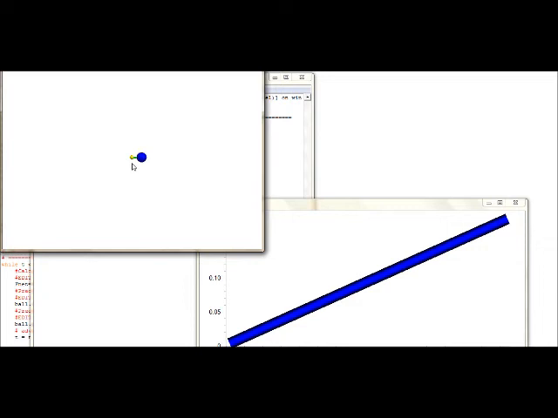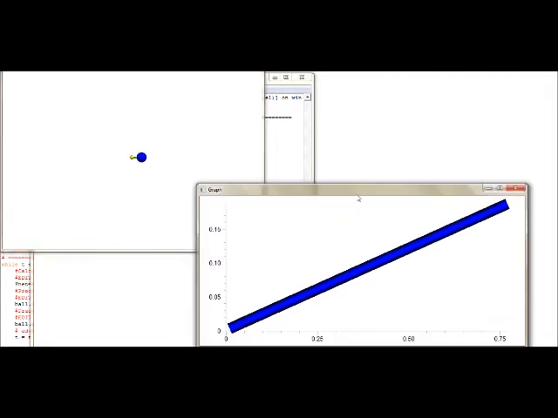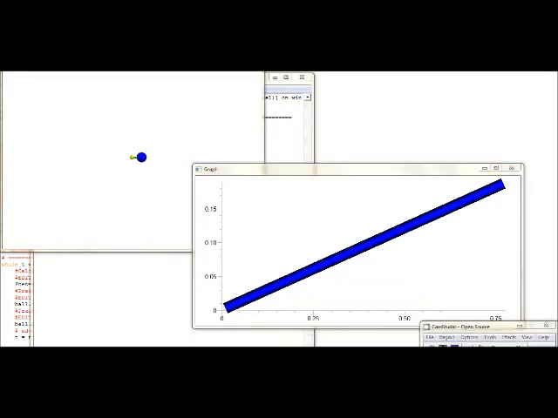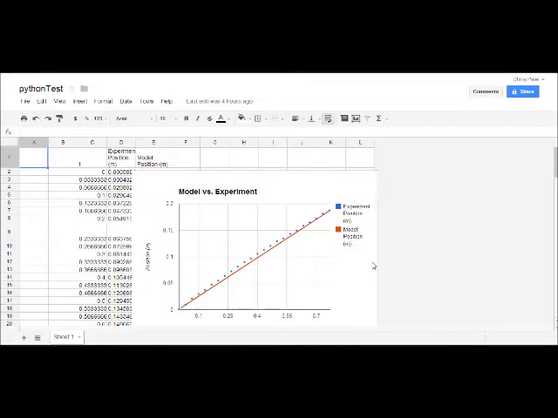As we can see, the ball starts at the origin and moves towards the positive x-axis. The position versus time graph shows a straight line, indicating constant velocity. Now let's compare our prediction model to our actual experimental data. The red line indicates the model that we created using the code, while the blue dots represent the data that we collected from the motion of the ball.